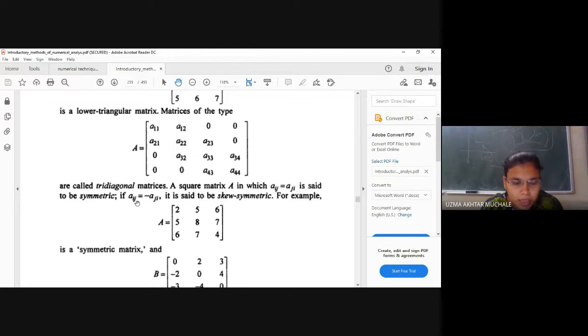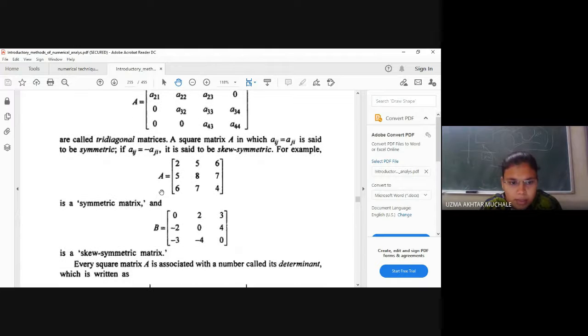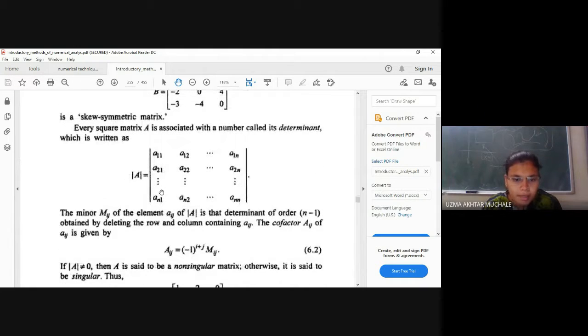And what is skew symmetric? If Aij is equal to minus Aji, it is called a skew symmetric matrix. Okay. So here is an example of a symmetric matrix in which there is no restriction on the diagonal elements, but there is a restriction on these elements. This A12 should be equal to A21, A32 should be equal to A23, and A31 should be equal to A13, right? So in this way, we have the symmetric and skew symmetric matrices.